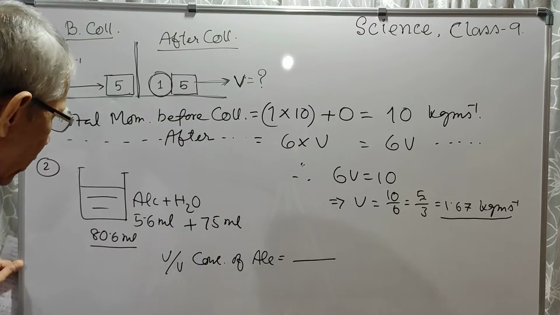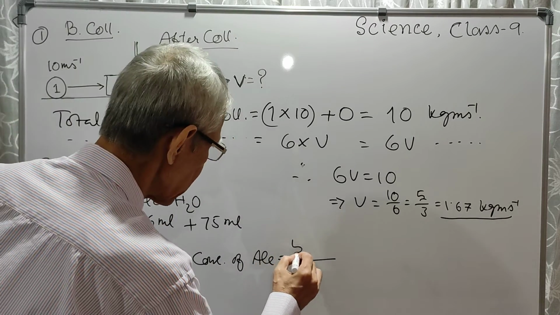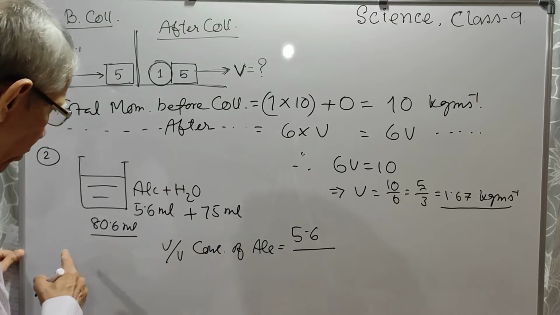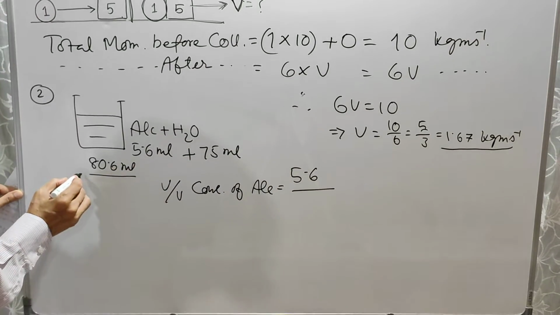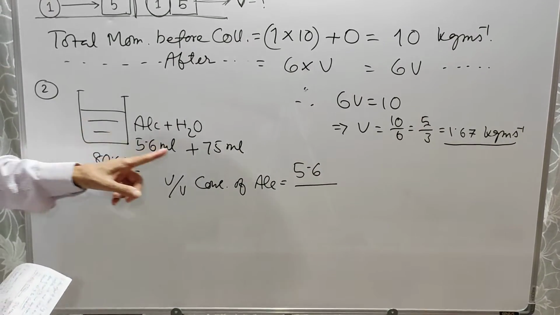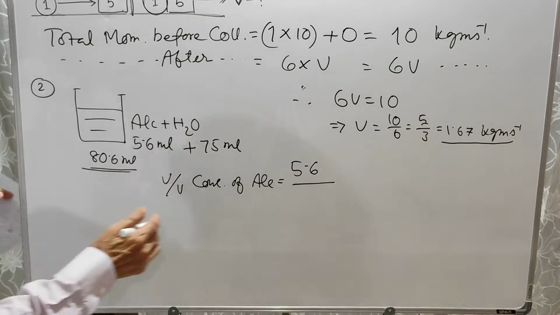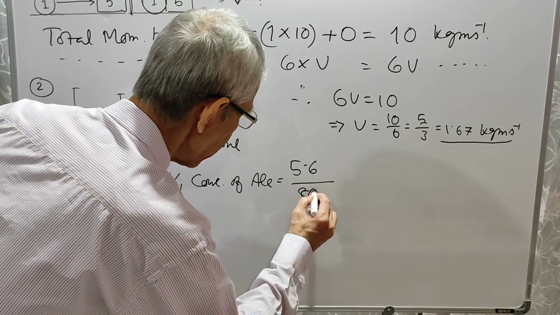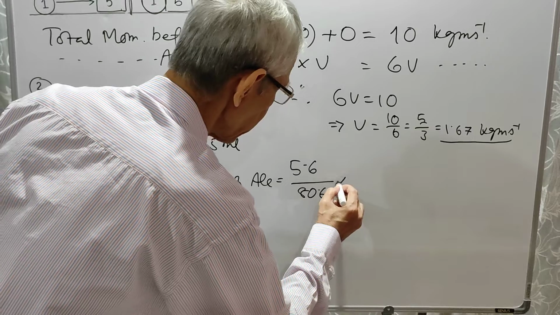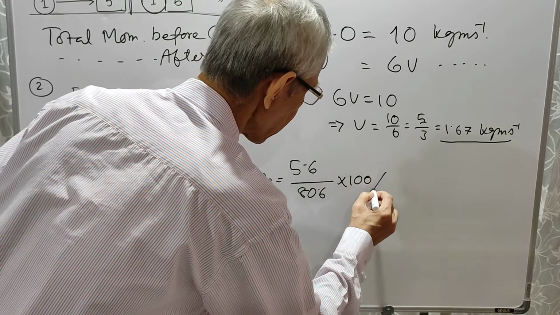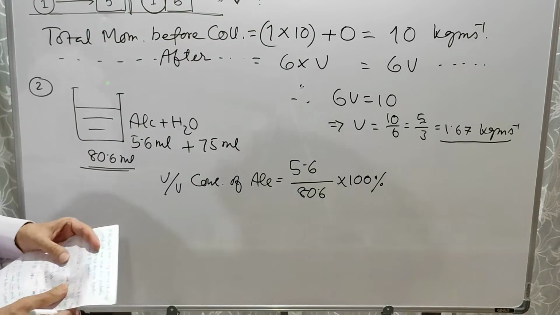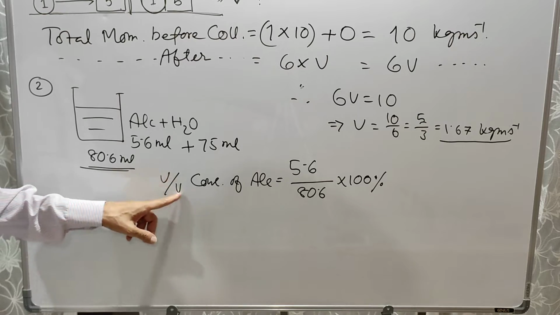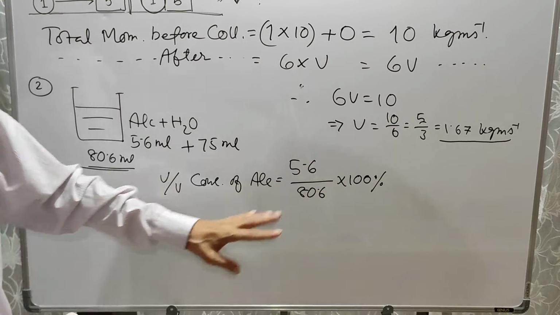So V by V concentration of alcohol is equal to what? Yes, volume of alcohol how much? 5.6. And volume of the solution. Volume of the solution is the sum of these two, that is 80.6, isn't it? Into 100%. All right. So this is a ratio. Volume by volume, it is a ratio. So therefore no unit. Okay.